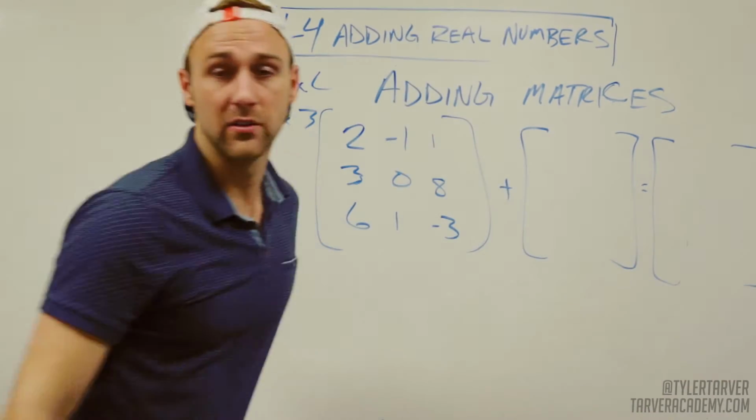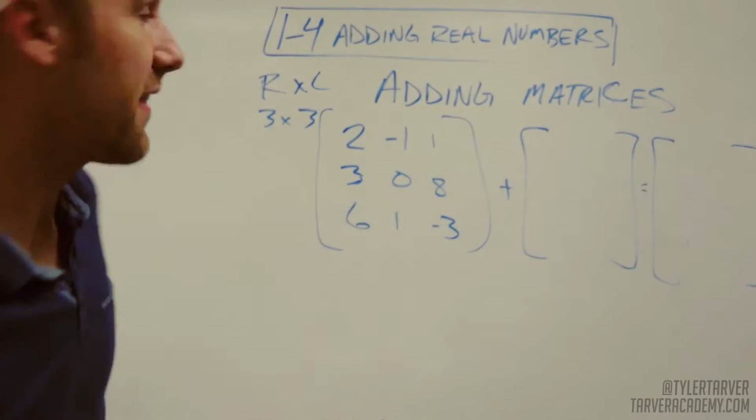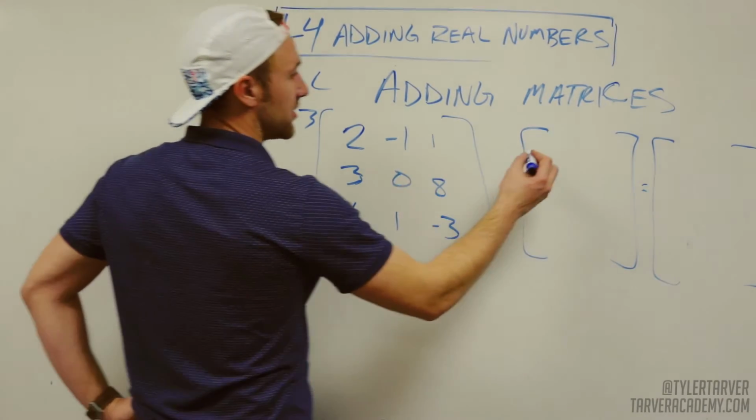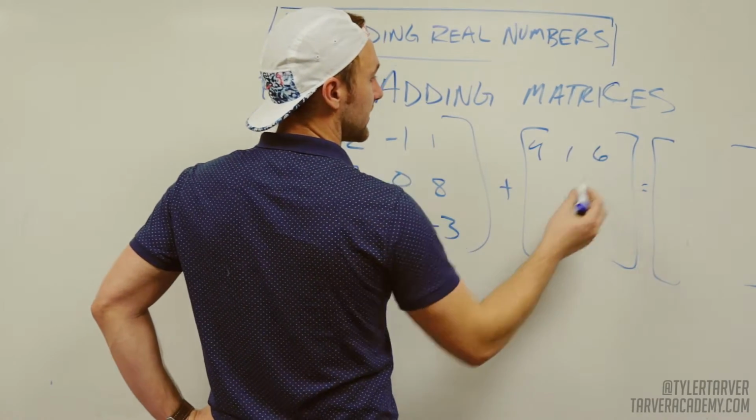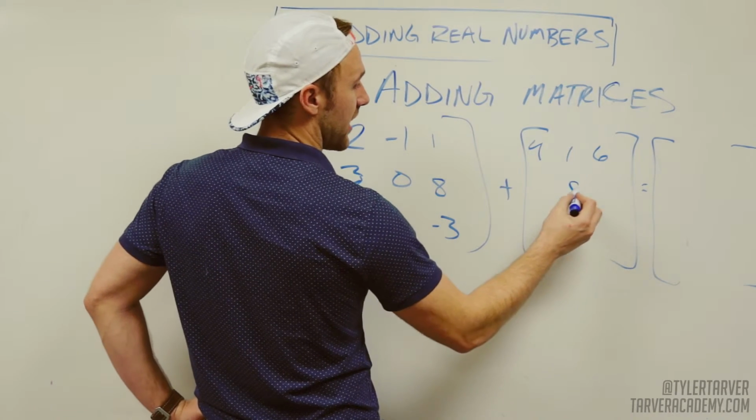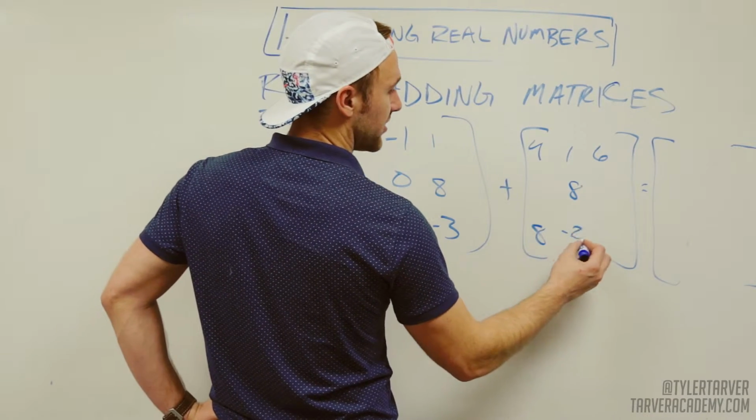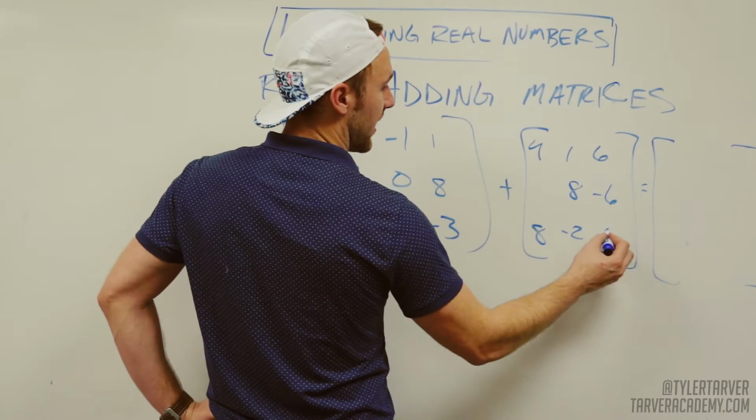I'm going to run out of room on this. Am I still on the camera? Tell me. So yeah, that'll work, we'll keep it. Okay, so let's do 4, 1, 6, 8, 8, -2, -6, 5, and 0.